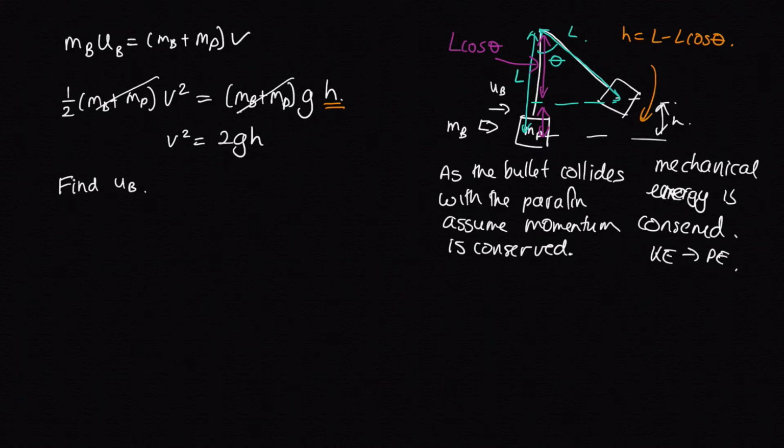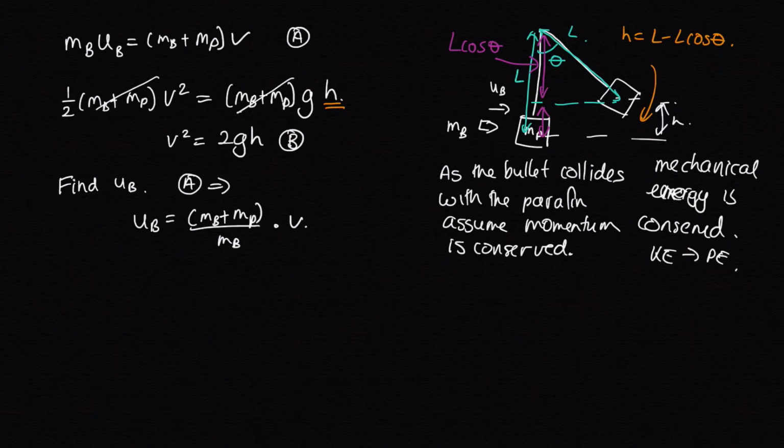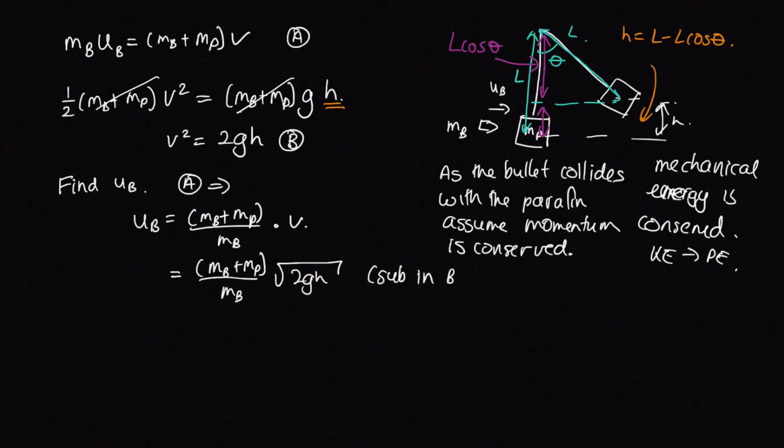Okay, so let's call this one equation A, and we'll call this one equation B. So equation A, we can rearrange and we can write ub is equal to (mb plus mp) over mb times v. And then in equation B, we've worked out what v squared is, so we can just substitute in the square root of that for v. So this is equal to (mb plus mp) over mb times the square root of 2gh. So that was substituting in B.